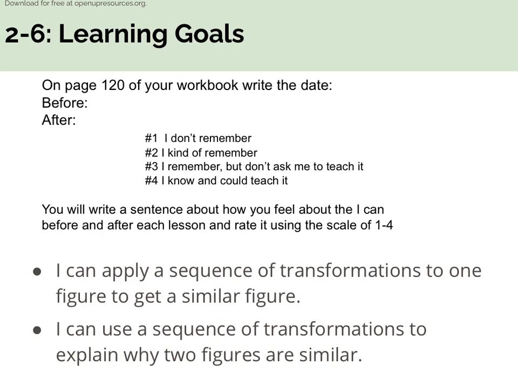So this is our lesson for today. Go ahead and go back to page 120 and read the I can statements again. I can apply a sequence of transformations to one figure to get to a similar figure, and I can use a sequence of transformations to explain why the two figures are similar. Go ahead and write yourself a second sentence about how you feel after this lesson. Give yourself a number, 1 through 4. So 1, I don't remember. 2, I kind of remember it. 3, I did get it, but then 4, I got it, and I can also teach it to my friend.